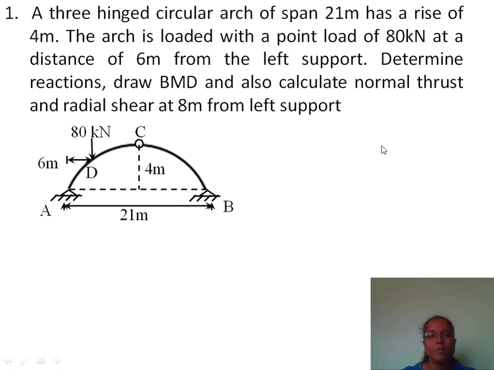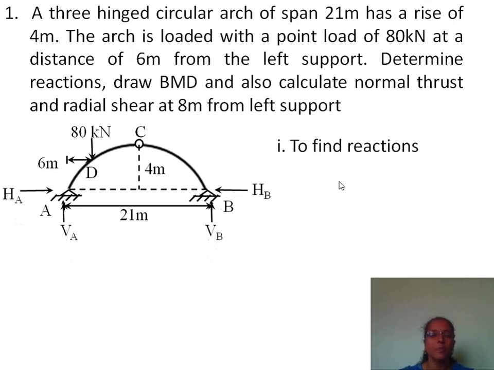So the first step is to find the reactions. How to find the reactions? In the last class also we discussed the conditions of equilibrium to be applied. So let us apply those conditions of equilibrium. Because the hinges are provided at the springing level, HA and VA are the reactive components at A, and HB and VB are the reactive components at B.